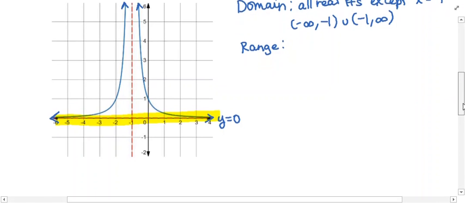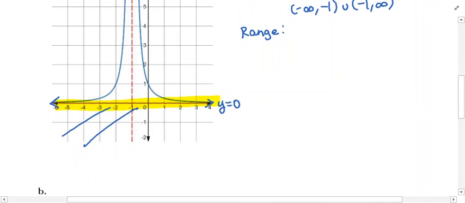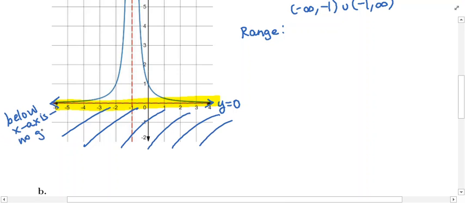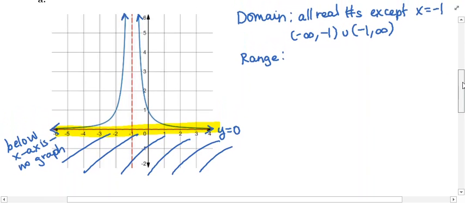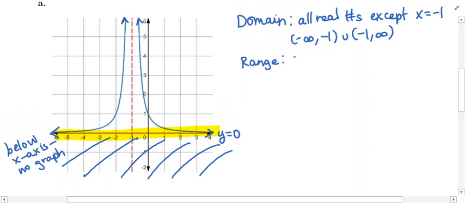Also something to notice, the graph doesn't exist down here. Below the x-axis, no graph. That means no point on the blue graph has a negative y value. So the y values that you get are all positive y values in the range. We don't get any negative y values. We don't get 0 as a y value. So the range here is going to be from 0 to infinity.